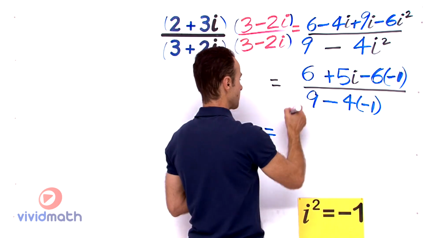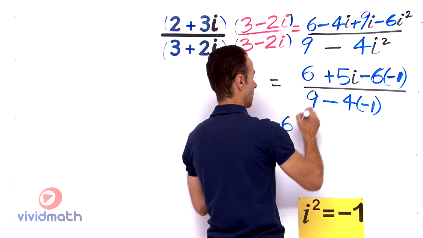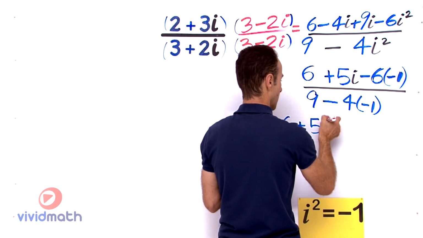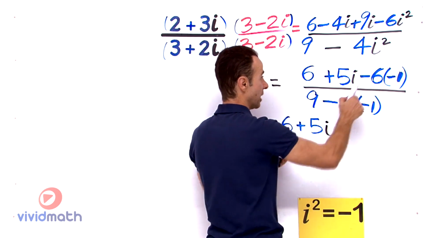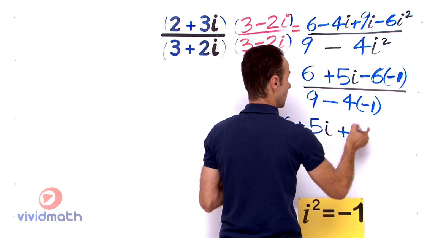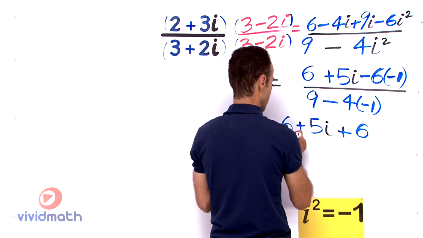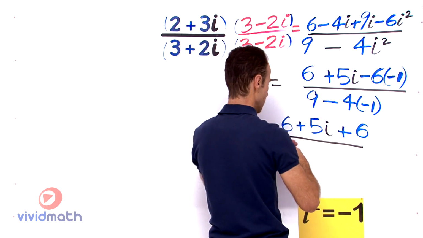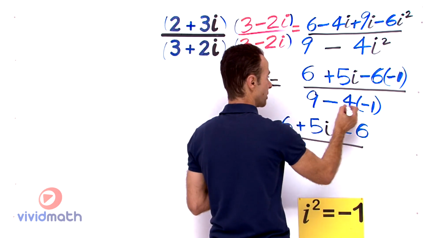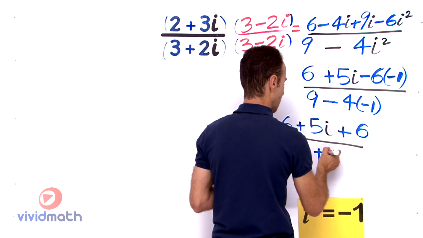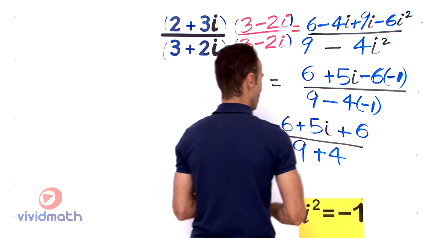Okay, we got on the top 6 plus 5i. Now, we have a minus and a minus, turns into a plus. 6 1s are 6. All over 9, minus and a minus. So minus 4 minus 1 is plus 4. So that's plus 4.